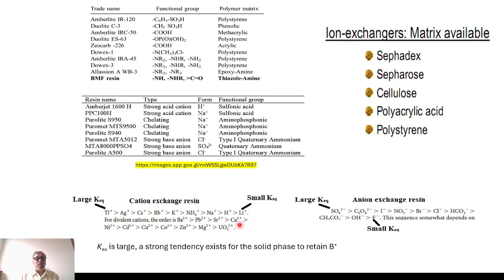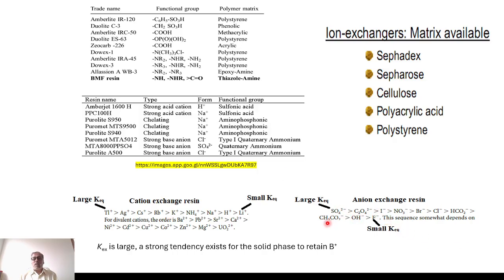lithium. You can even use bivalent cations like Ca2+ or Pb2+ or Mg2+, Zn2+ or Cu2+. So you can use bivalent ions, or you can use monovalent ions as cations.